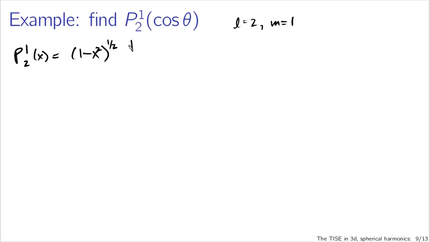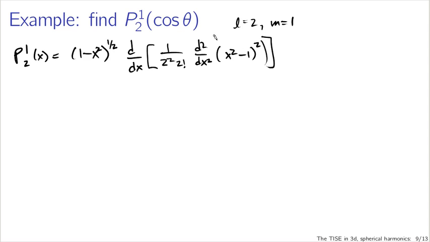Then I take the mth derivative, i.e. the first derivative, of p sub l of x, the lth order Legendre polynomial. Now you could flip back to the most recent slide and look up what the definition for the lth order Legendre polynomial was, but let's actually calculate it out. If you look up the definition of the second order Legendre polynomial, you find it's 1 over 2 squared times 2 factorial of the second derivative of the polynomial x squared minus 1 quantity squared. And I should make it clear the derivative acts on it after it's been squared, not before.